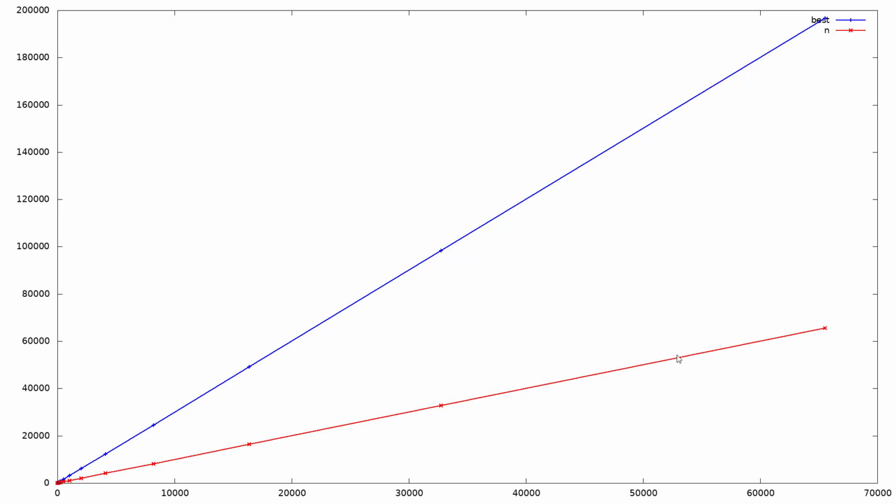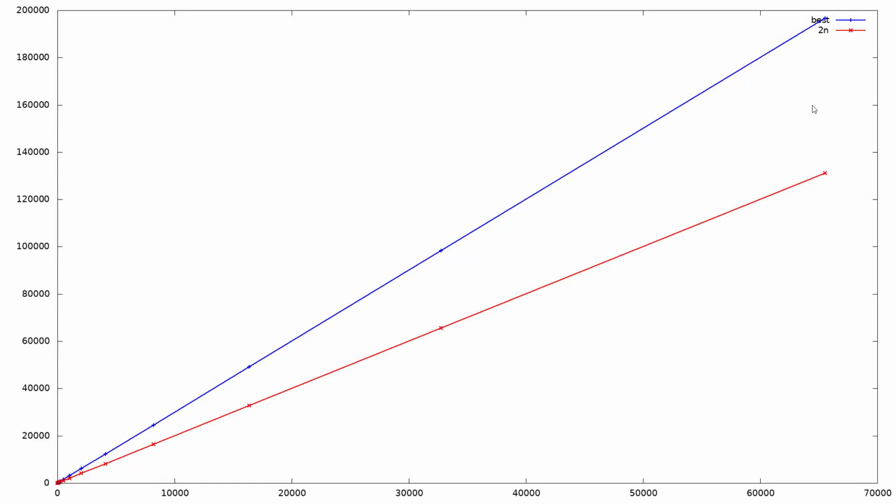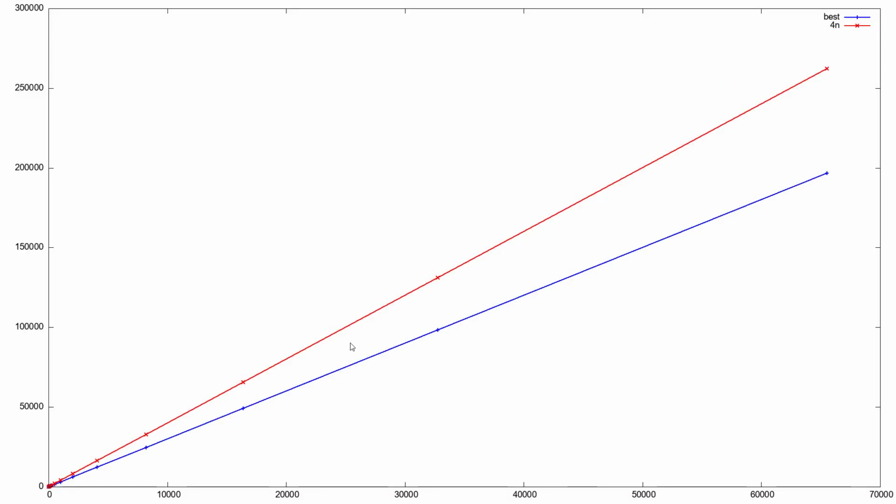This is n. And if this best case is big O of n, we should be able to find a constant that brings this red line above the blue line eventually. So this is just n. This is 2n. Notice how this gets closer to the curve. 3n is right on top of it, and 4n is always above it. And so from that, we can be confident that our best case time complexity for this bubble sort is, in fact, big O of n.